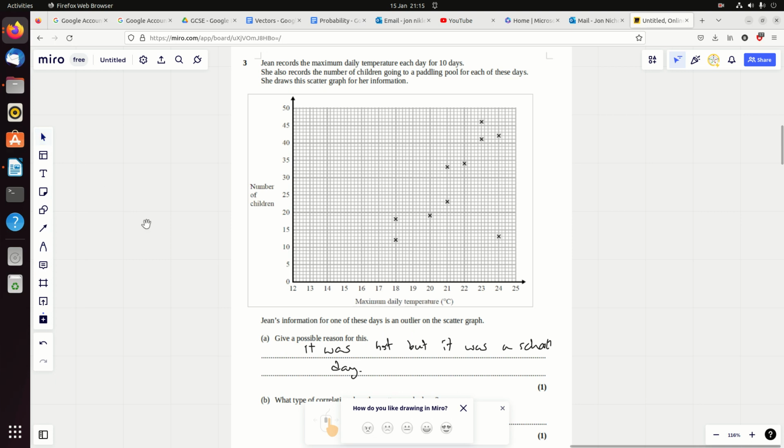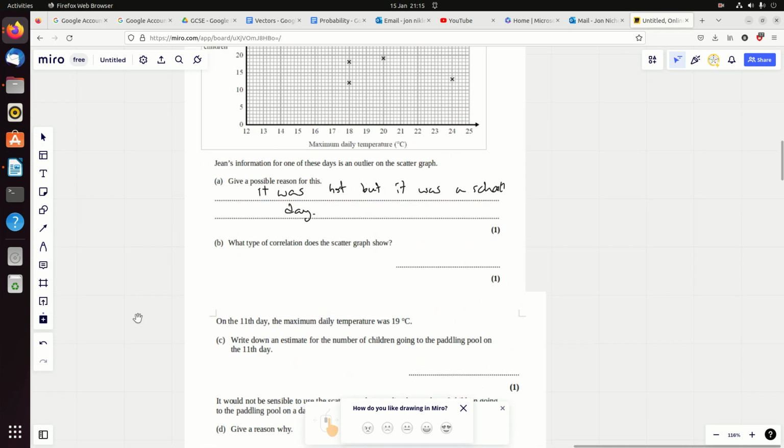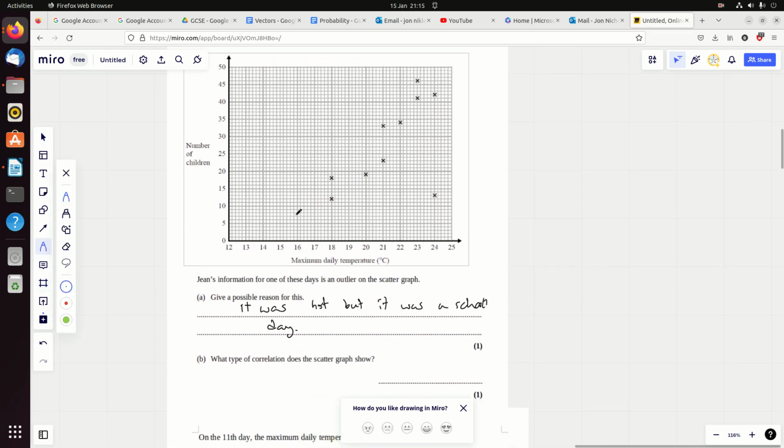Okay, right, next one. What type of correlation does it show? Well, it's quite clearly positive correlation. And what's more, you tend to always need to draw a line of best fit for these kinds of things. That was a terrible one. Don't draw your line like this in the exam.